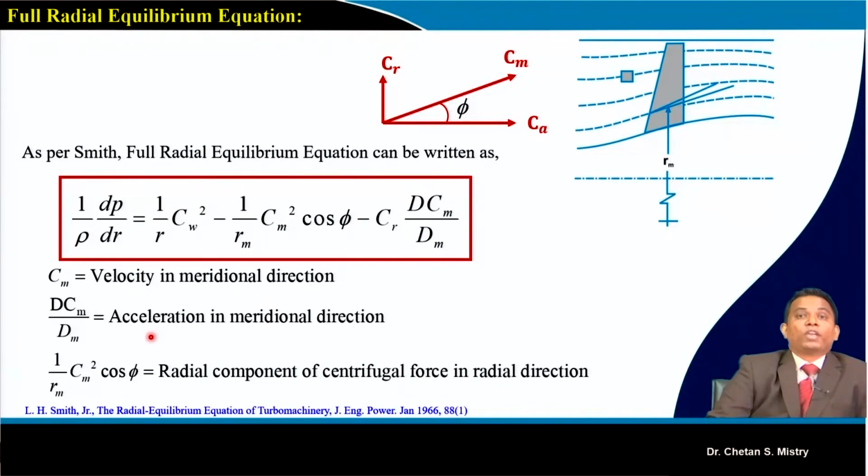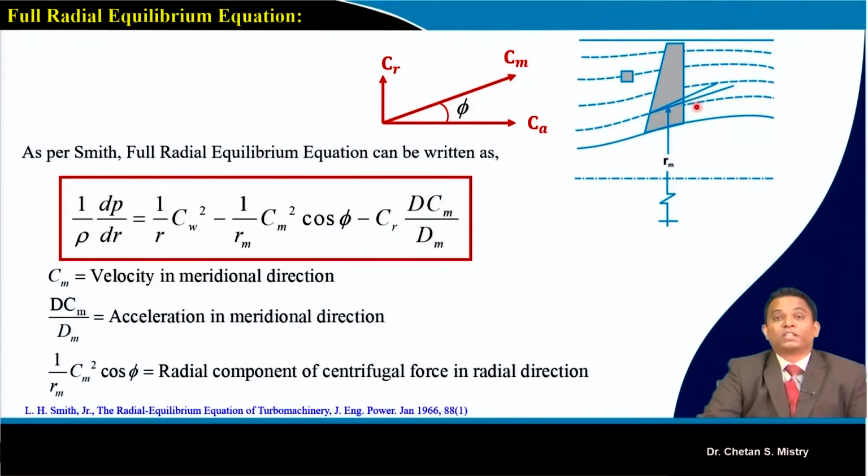Before going into detail, we have simplified our problem. We derived radial equilibrium without considering any variation of the radial velocity component. Now Smith, in 66, has given the full radial equilibrium equation, and according to him it is represented as 1 upon rho dp by dr equals 1 upon r cw square minus 1 upon rm cm square cos phi minus cr dcm by dm.